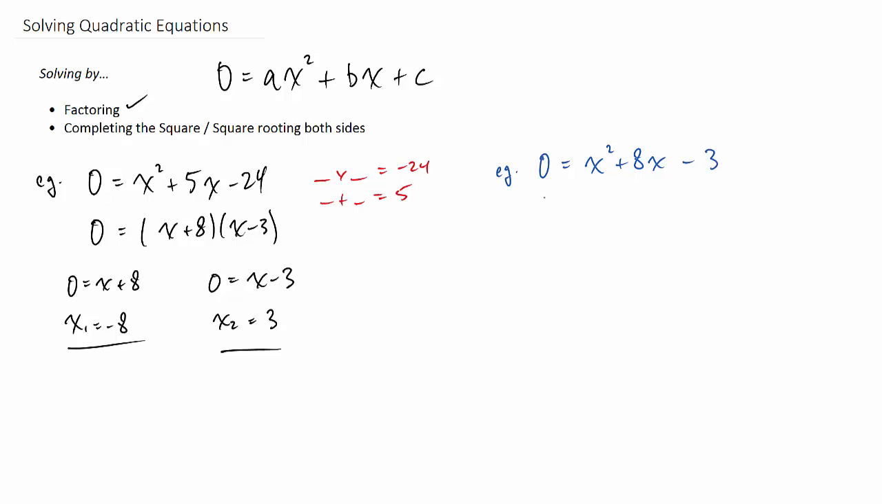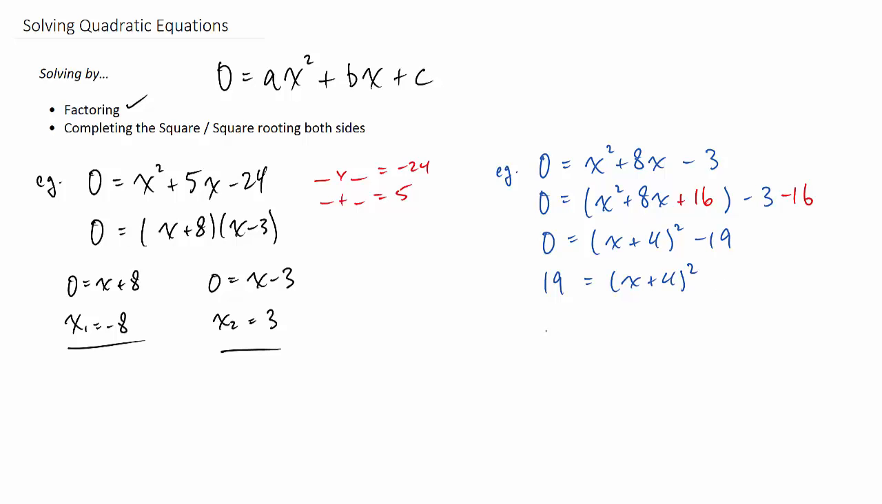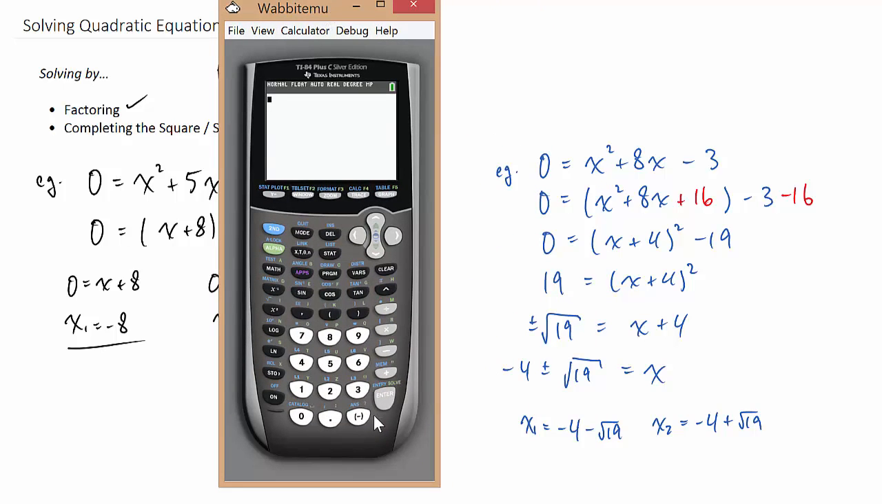The second one over here in blue, notice we can't factor this, so instead we're going to try to complete the square. We add a 16 to complete it, minus a 16 to balance it, and now we've got negative 19. We move it to the other side and we're able to square root both sides, and we end up with an answer of negative 4 plus or minus root 19, which actually represents two different answers, right? The first answer is when we subtract root 19, the second answer is when we add root 19.